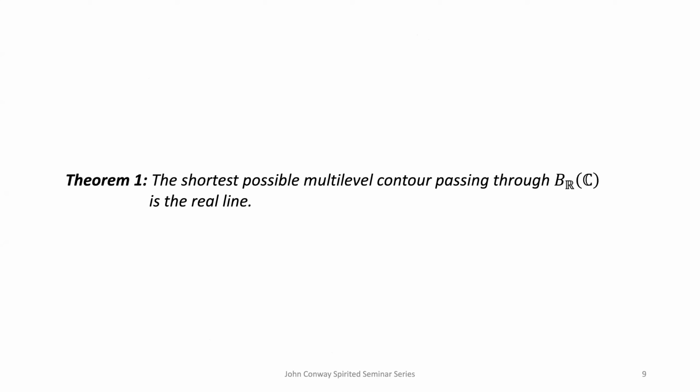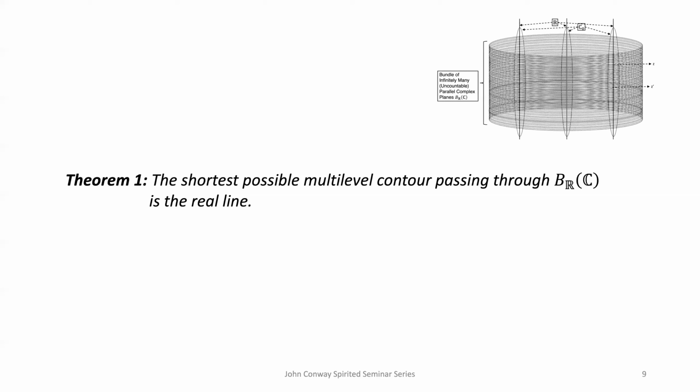Now the very first theorem of the article is that the shortest possible multi-level contour passing through the bundle, just as shown, is the real line. I'm not proving this, the proof can be seen. So the idea is, if you consider this bundle, the shortest possible multi-level contour passing through all these planes is a real line.